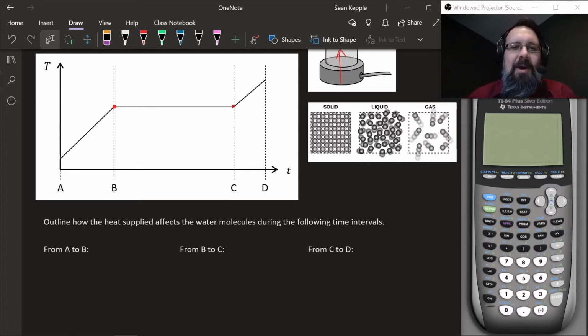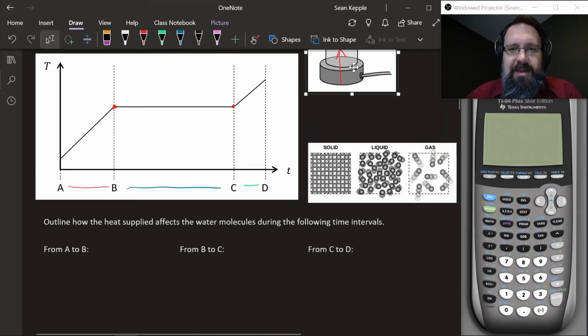Okay, so what we want to do is basically outline how the heat supplied is going to affect the water molecules during these following time intervals. So we're going to look from A to B, then we're going to look from B to C, and then we're going to look from C to D. And we're going to ask how are the motions of the water molecules affected during these time intervals? So we're continually adding the same amount of heat, but the particles aren't going to be affected equally.